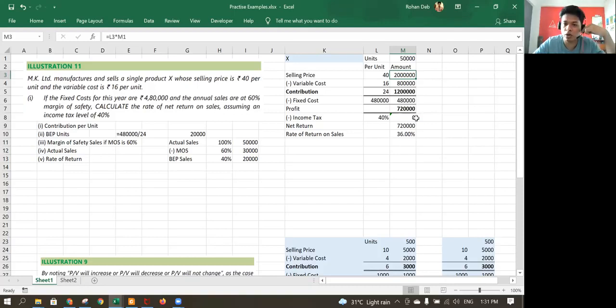If it was profit after tax, I would have reduced the tax from profit, and then whatever figure would come, I would divide it by selling price. Okay, so a very simple example. I hope you guys have understood that part.